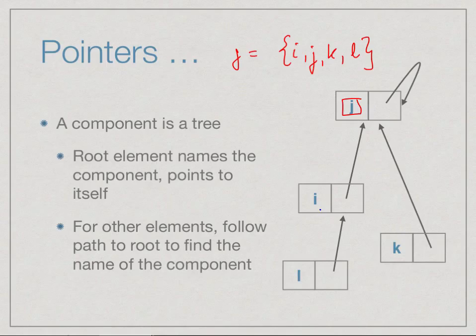So the name of the component of I is J. Similarly for L, if we start from L, L points to I, points to J, and so on. Right? So this is the strategy we use to implement find. We have to start with a node and go up the path, and this will be a tree. So every path will end at the root, and the root will be the name of the component.